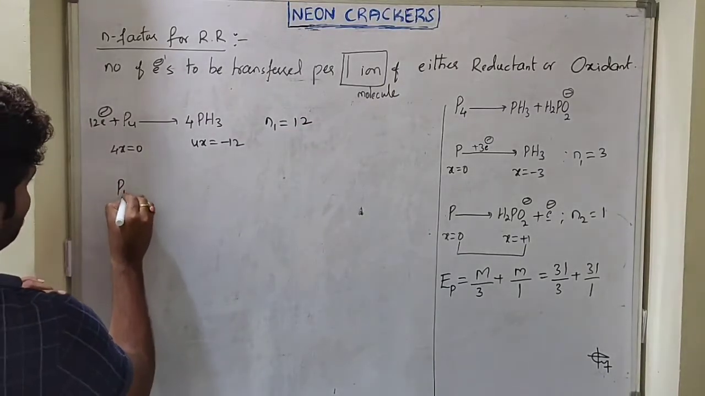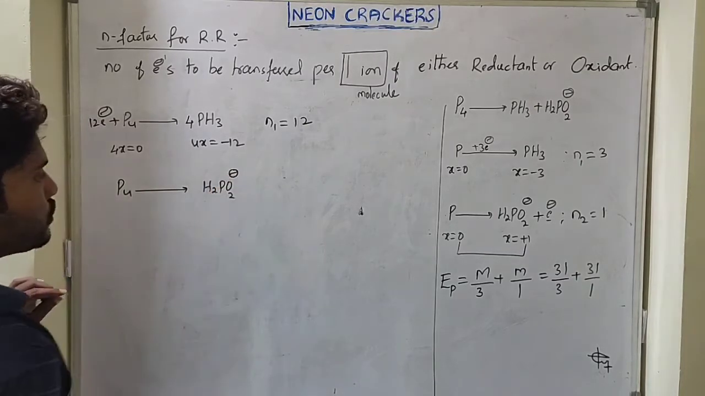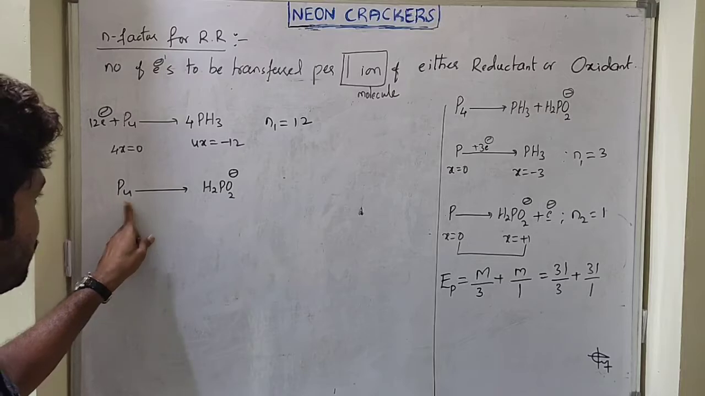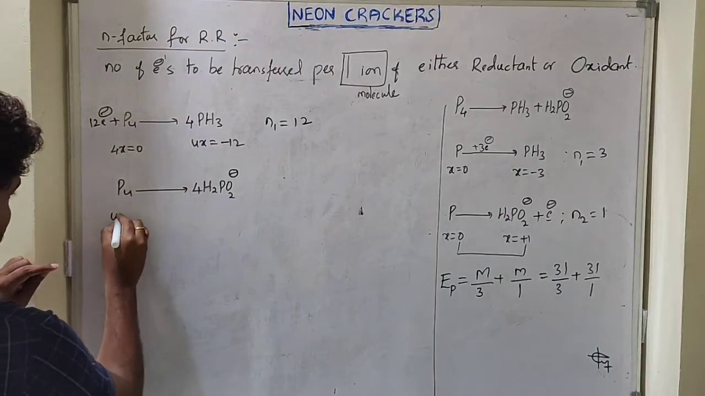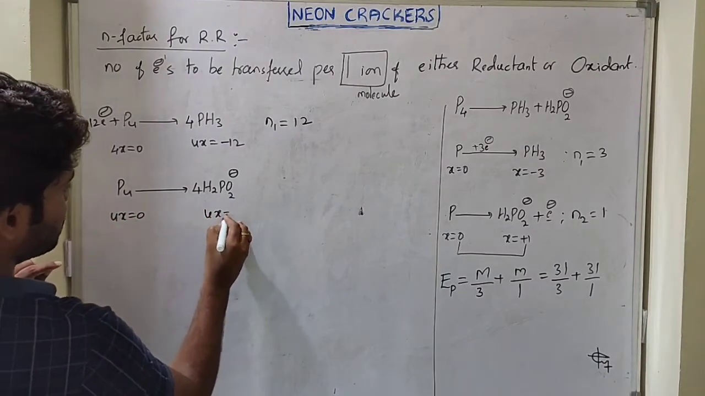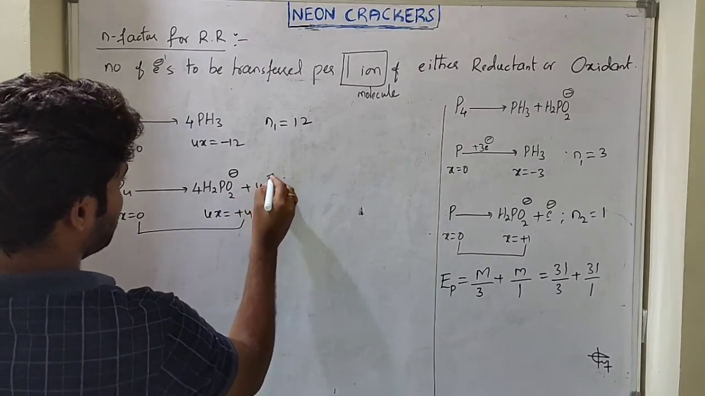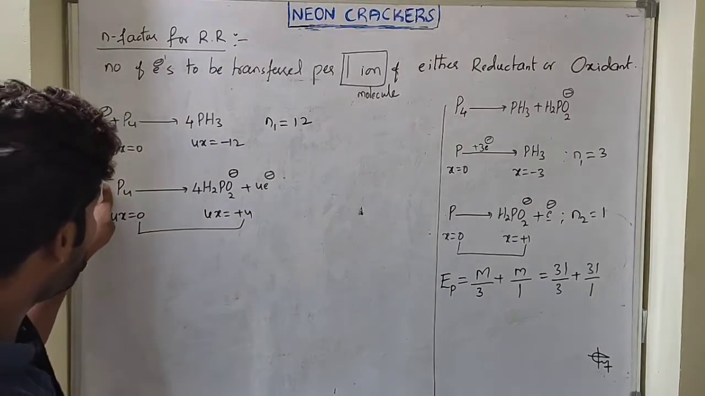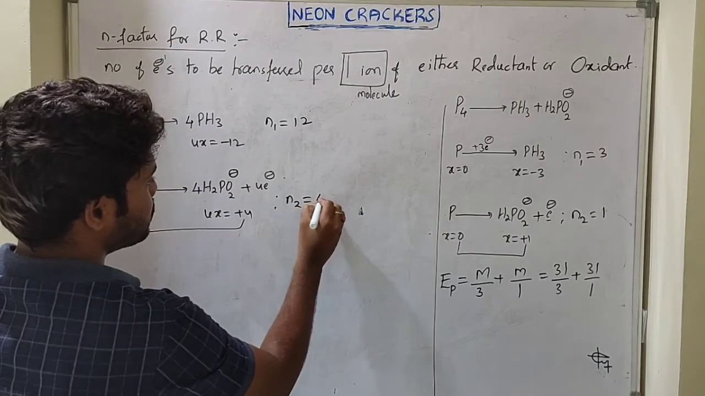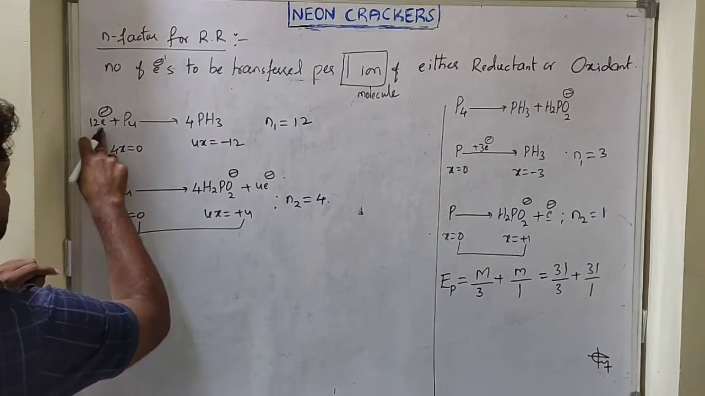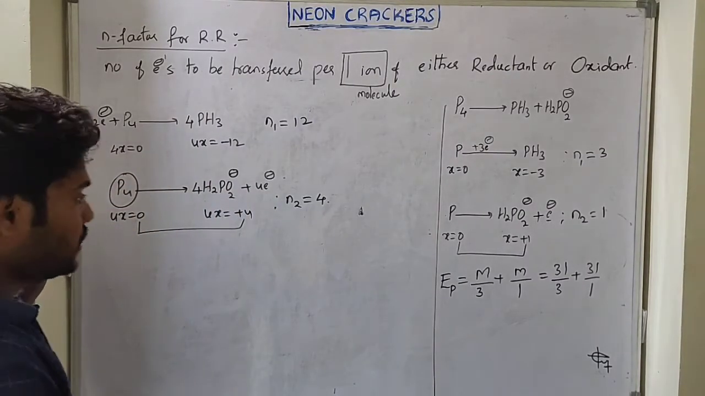Second equation, P4 to H2PO2 minus. Here phosphorus atoms are 4, here we have only 1 phosphorus atom, that's why this is multiplied by 4, and here also we get 4x equals 0 to 4x equals plus 4. So the number of electrons difference is 4, that's why I added 4 electrons. Now per 1 molecule 4 electrons. So what is the n factor? n2 equals 4. Now one is a reduction reaction, another one is an oxidation reaction. That is nothing but a disproportionation reaction for this molecule.